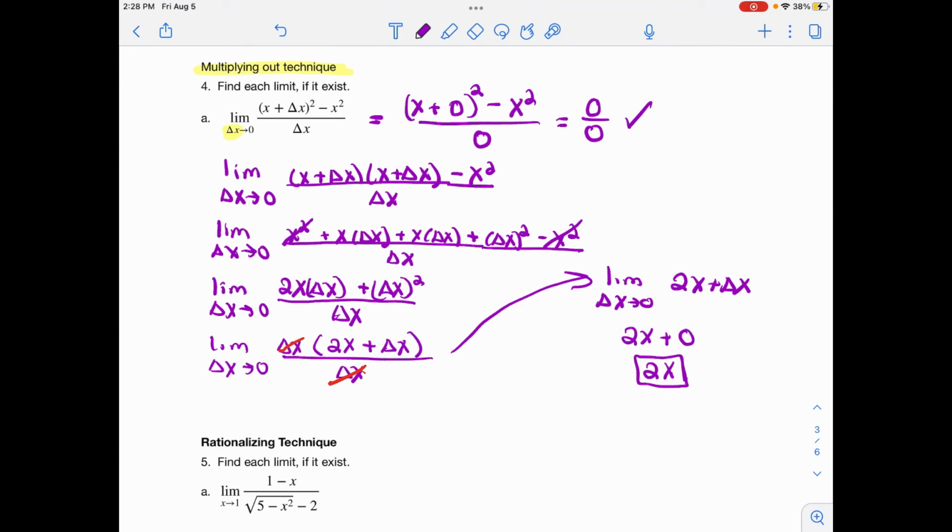This is the first time you saw a variable in an answer to a limit problem, because this problem originally had two variables, x and delta x. And so our final answer doesn't have any delta x in it, because we evaluate the limit as delta x approaches a number, which was 0, but it can have the other variable left over. So that would be our answer to that problem.